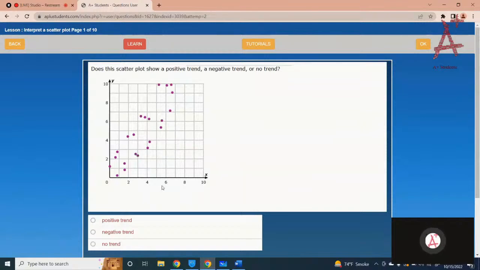See, as x is increasing, the y values are also increasing. Got it? You started from here. So as x values are increasing, the y values are also increasing. That means the graph shows a positive trend. Got it?